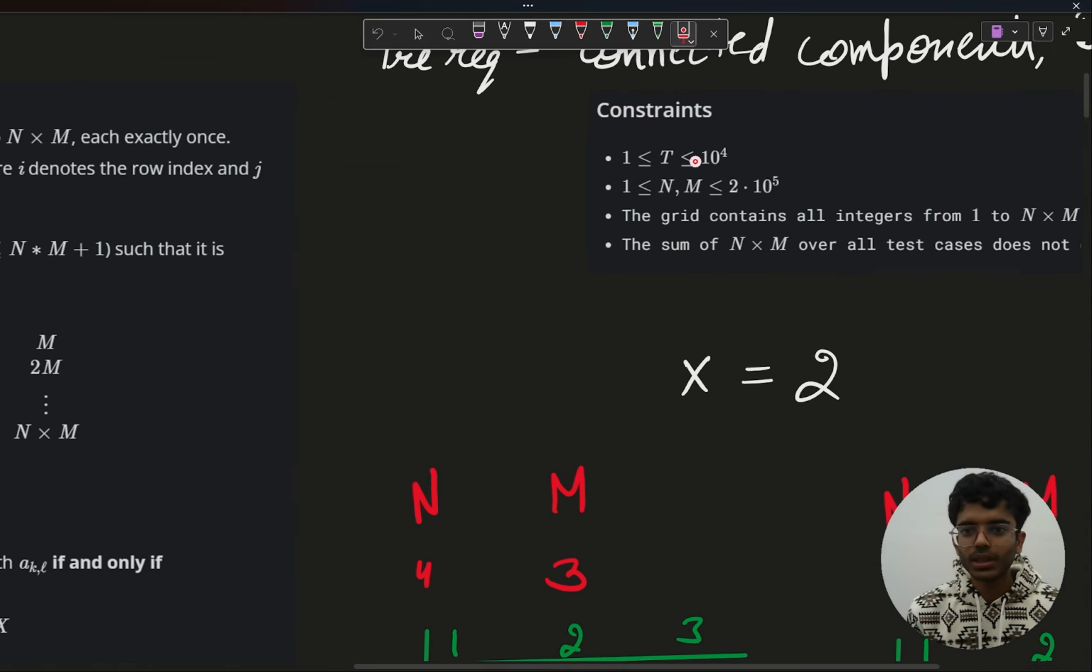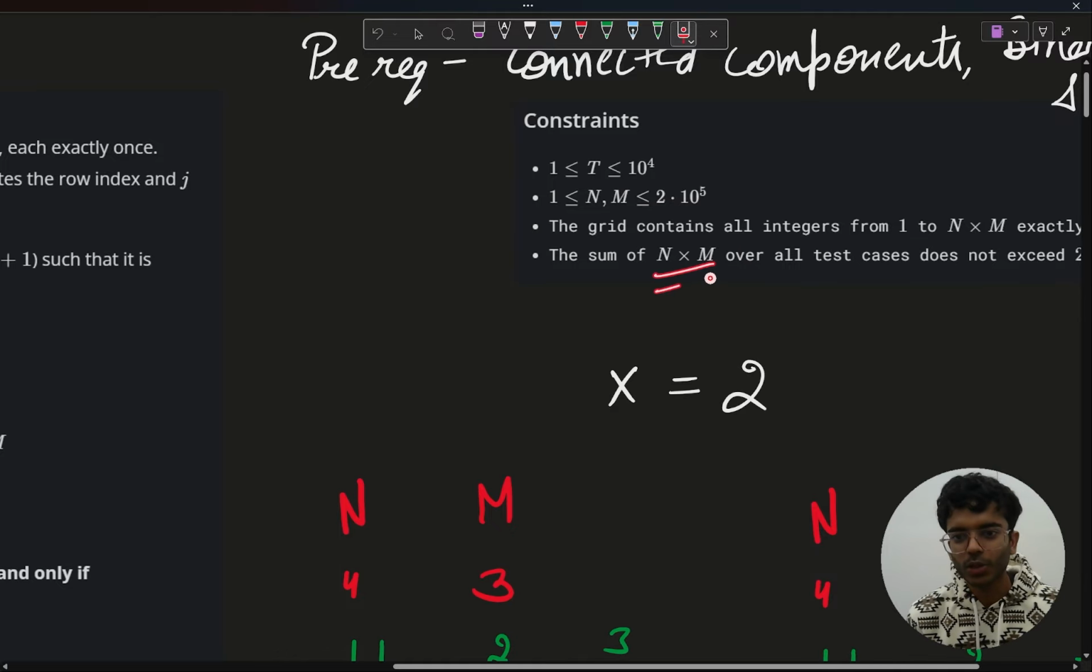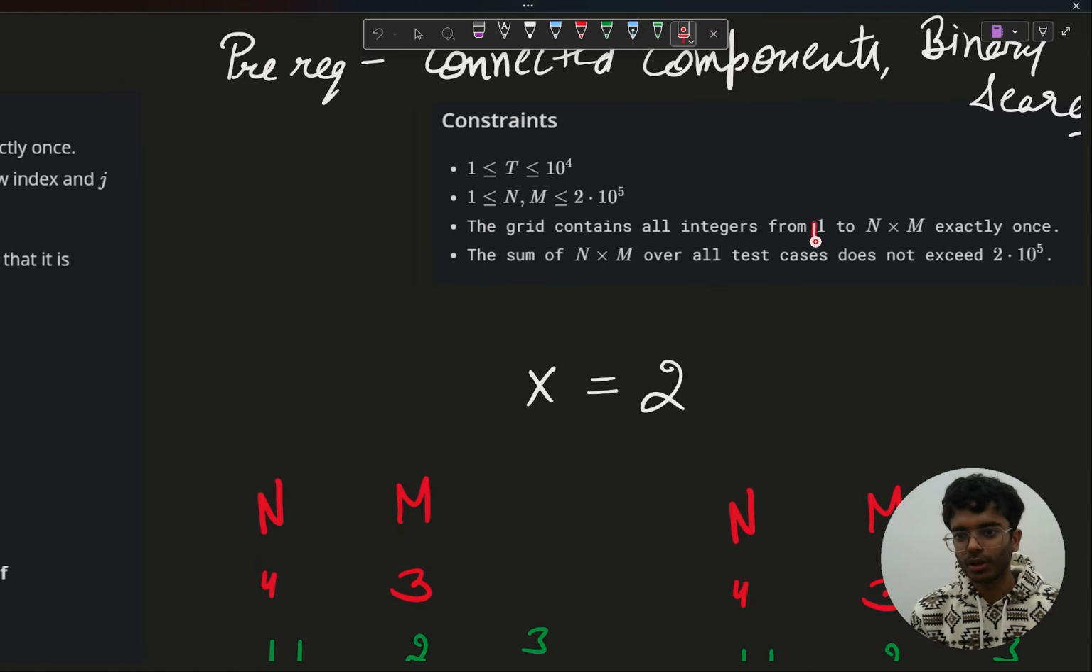For the constraints, we're given that the number of test cases will lie between 1 and 10 raised to the 4, and n comma m would lie between 1 and 2 into 10 raised to the 5. We're also given that the sum of n into m over all the test cases would not exceed 2 into 10 raised to the 5. And all the elements of the grid would be distinct from 1 to n into m exactly once, right?